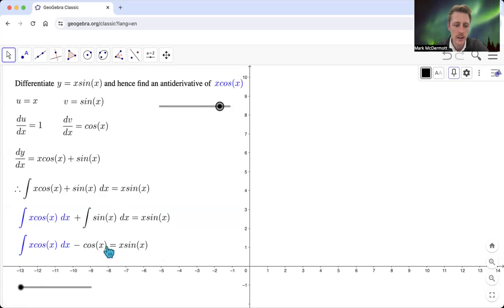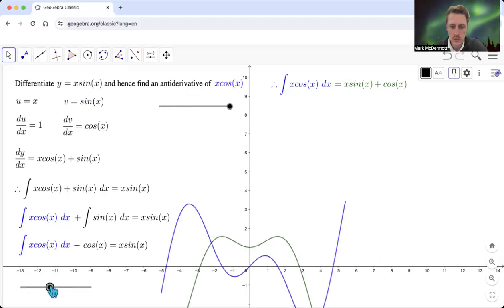And that's just one of our rules for the integral of sine x. And then we add that minus cosine x to the other side, and then we get this. We get the integral of x cos x dx equals x sine x plus cos x. So there we go. We have found an antiderivative of x cos x by using the derivative of x sine x. So the grand finale here, if we draw both of those graphs, we're going to get something like this.